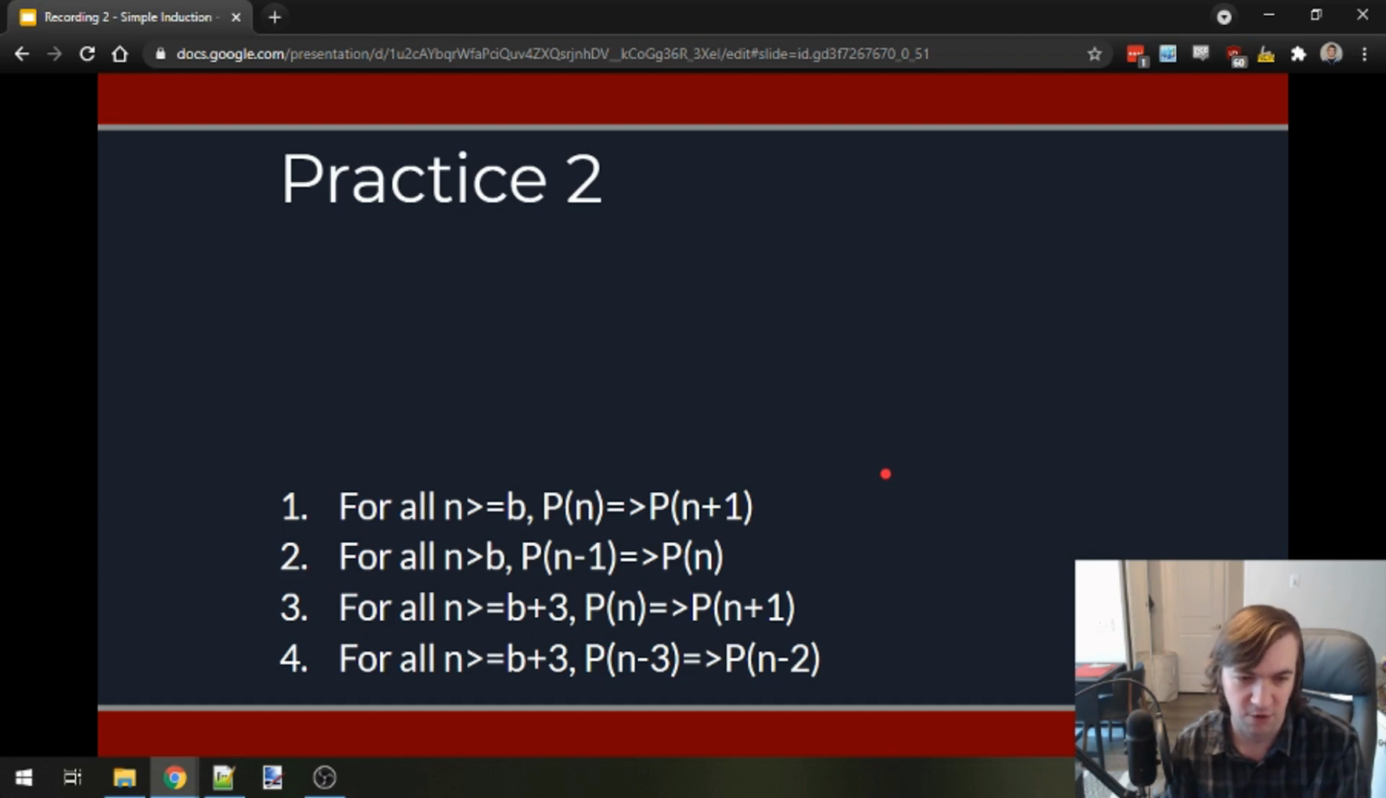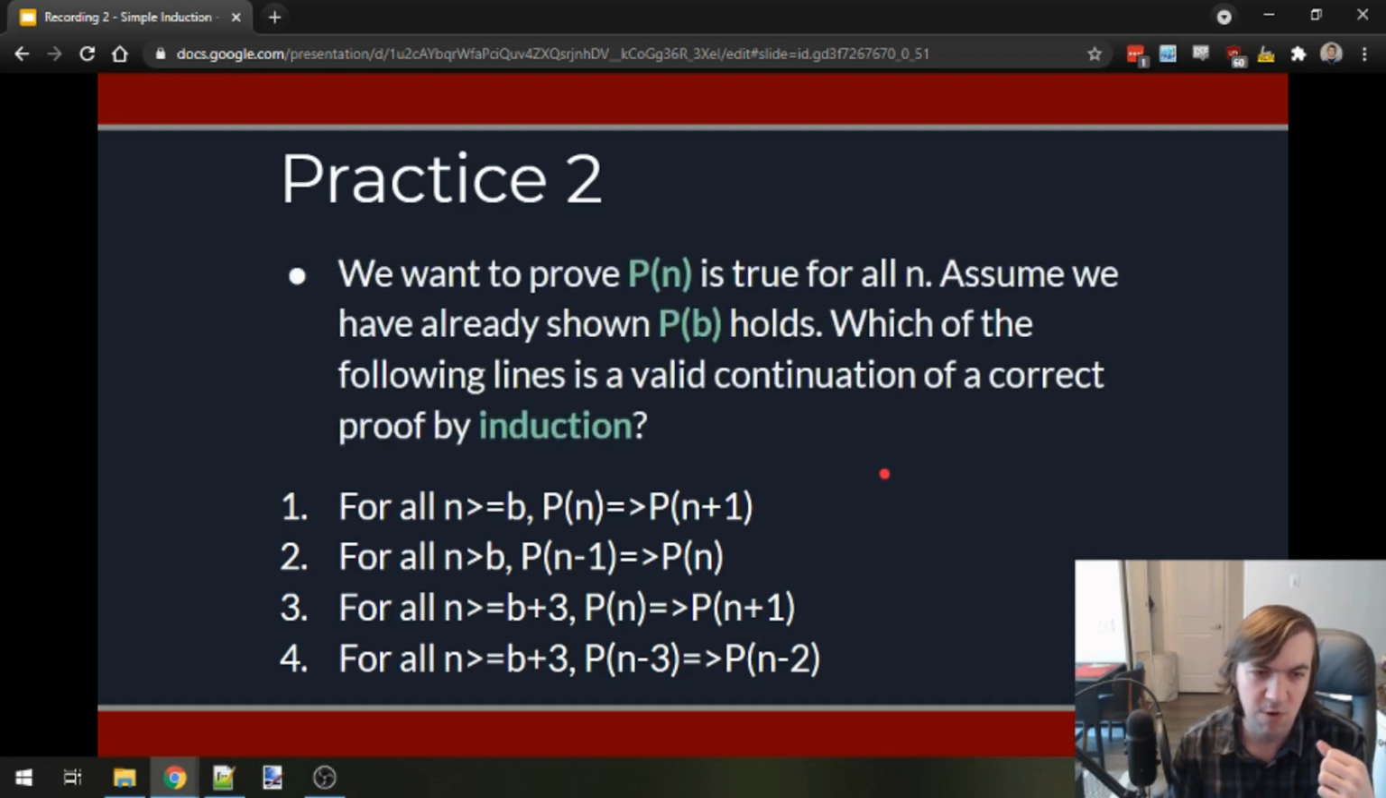So, another practice question for you. We want to show that p of n is true for all n. Suppose we've already shown that p of b holds. Which of the following is a valid continuation of a correct proof by induction? There are 4 options here. You can pause this video later on if you want and think about this. We're going to take it up in the class.